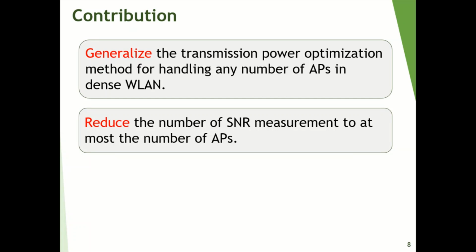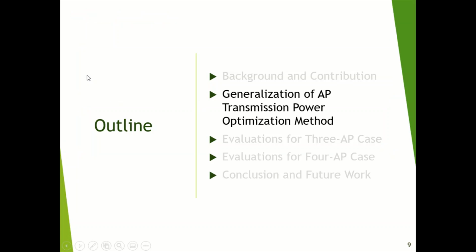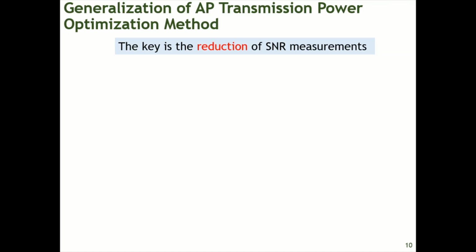So in this paper, we generalize the transmission power optimization method for handling any number of APs in dense WLAN, and then reduce the number of SNR measurements to at most the number of APs. Next, I will introduce the generalization of the AP transmission power optimization method. The key in this method is the reduction of SNR measurements.